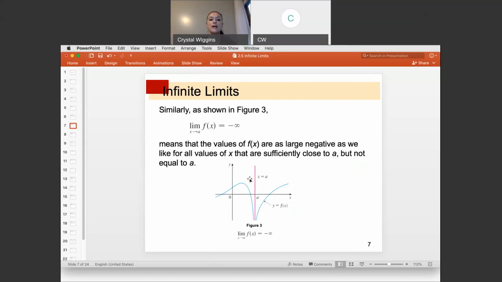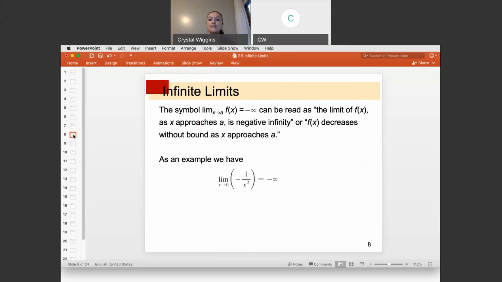Similarly, as shown in the picture below, the limit as x approaches a of the function in blue is equal to negative infinity, because notice as we approach a from the left and the right, we are going down instead of up, which means we're getting to negative infinity. Negative infinity is also not an actual number you can place your finger on. It is a really, really tiny number. The symbol is the limit as x approaches a of a function is equal to negative infinity. We already read it. We have an example, the same example that we used for positive infinity, except with a negative sign in front, which will give you a graph that looks like this.